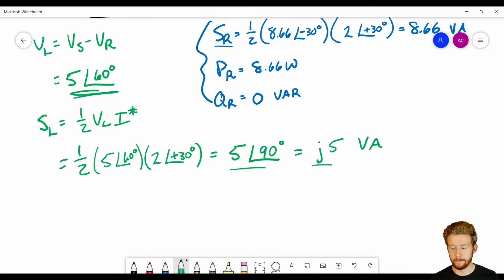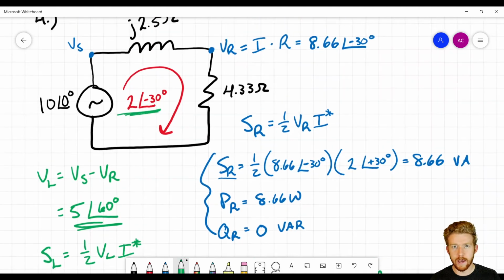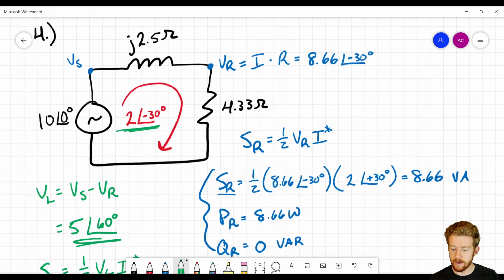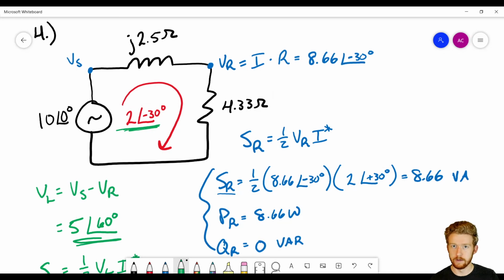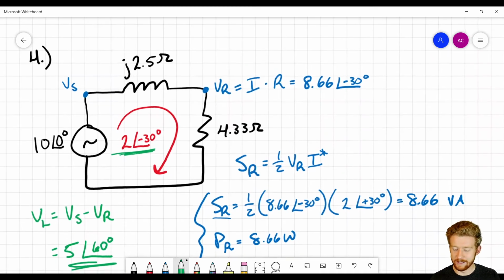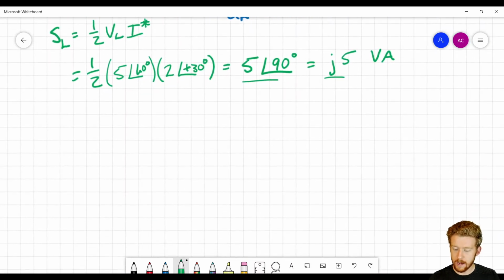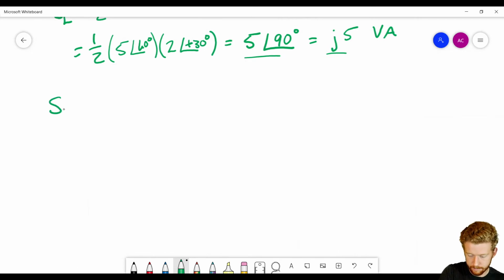They're the same thing. So what we can tell is that in the resistor, we had only real power. In this inductor, we have only reactive power. Okay? So for the second to last thing, let's go ahead and calculate the power for this voltage source. The apparent power for the source is the same formula, 1/2 VS times I conjugate.